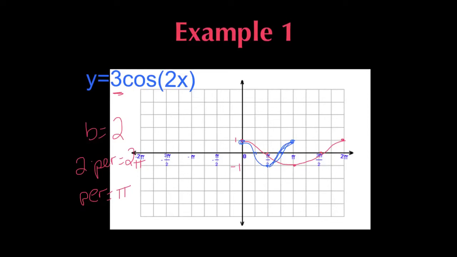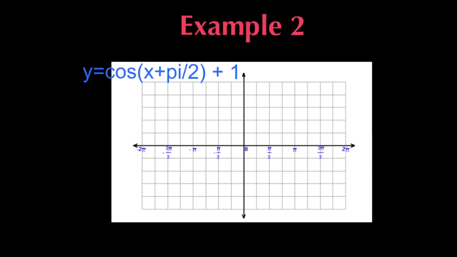And now I'm going to do the amplitude change. My A value is 3, so everything's going to be stretched vertically by a factor of 3. So we're going to go all the way up to here, down to here, back up. I still cross at the same points. I'm just going to try to keep this nice and smooth. And the graph would continue. I would hit another point here. And so this would be 2 complete cycles.